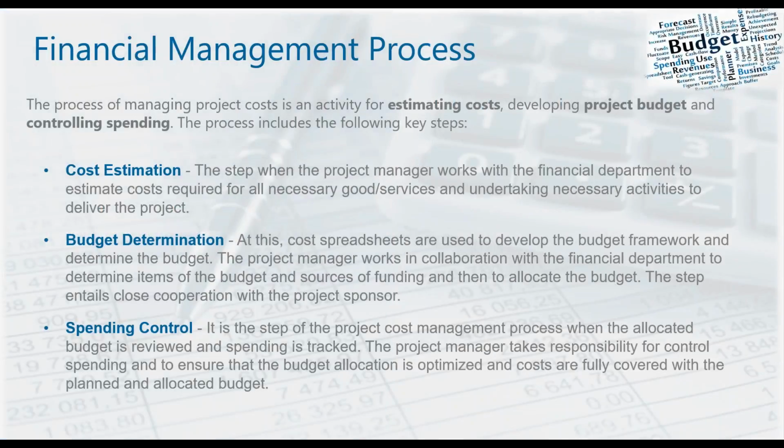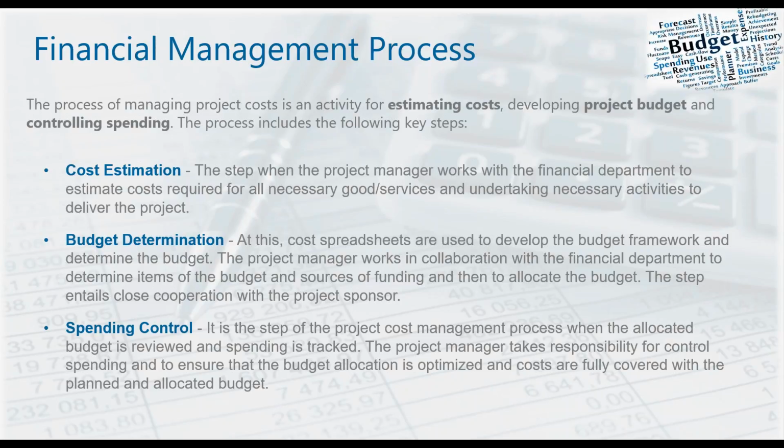The process we go through to execute on this really involves three major areas. One is cost estimation, which is where we work with the financial departments and other areas to determine all of the costs required to deliver a project, whether it be the different goods, services, or labor that we need to access in order to deliver that project. Then we have to determine an overall budget.